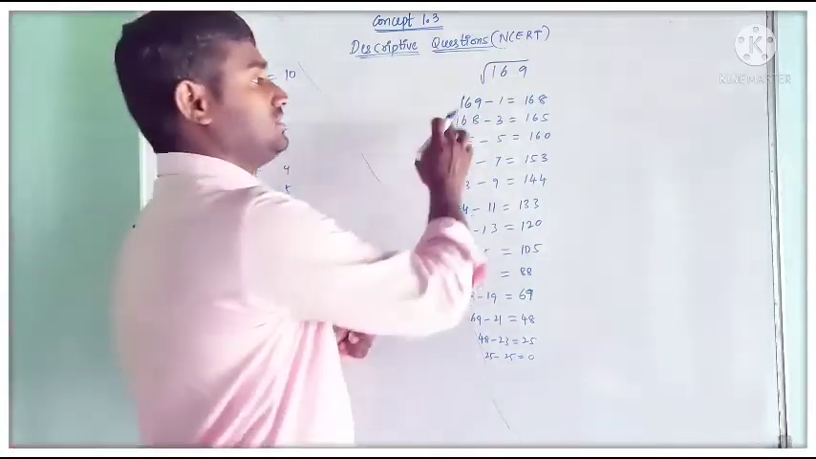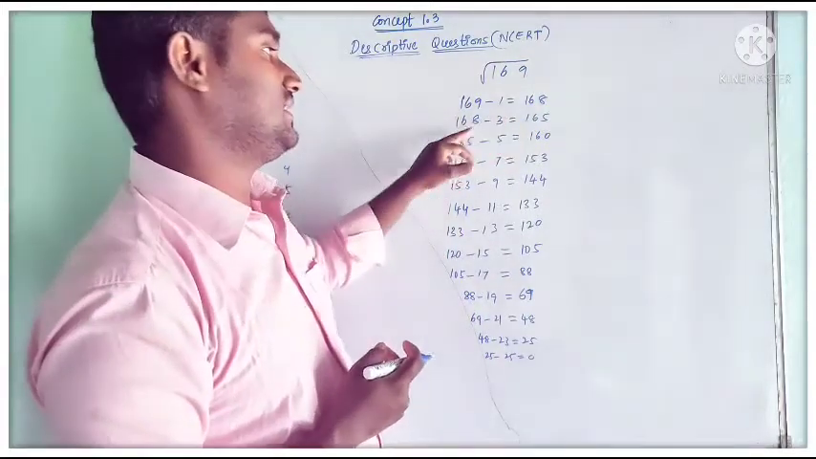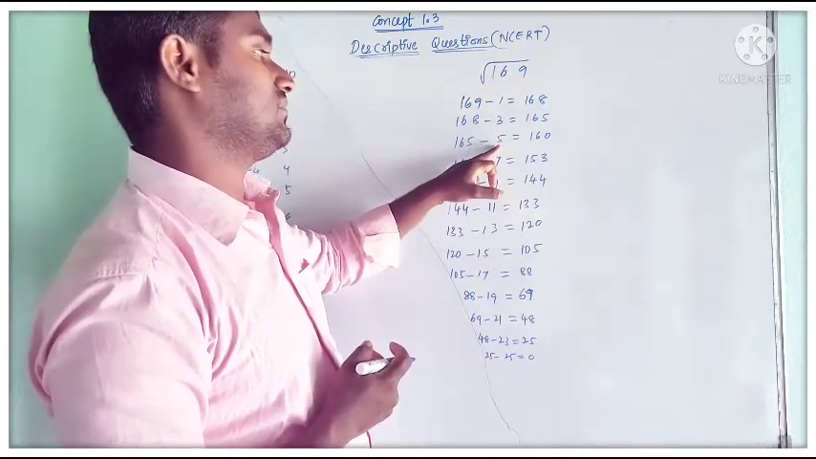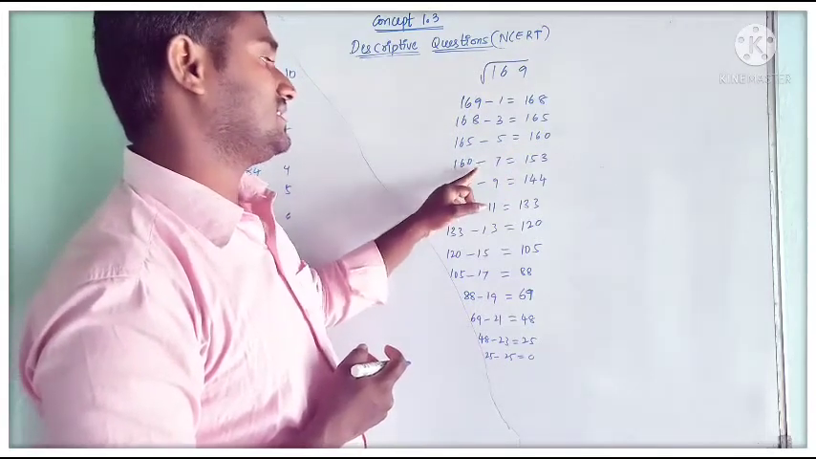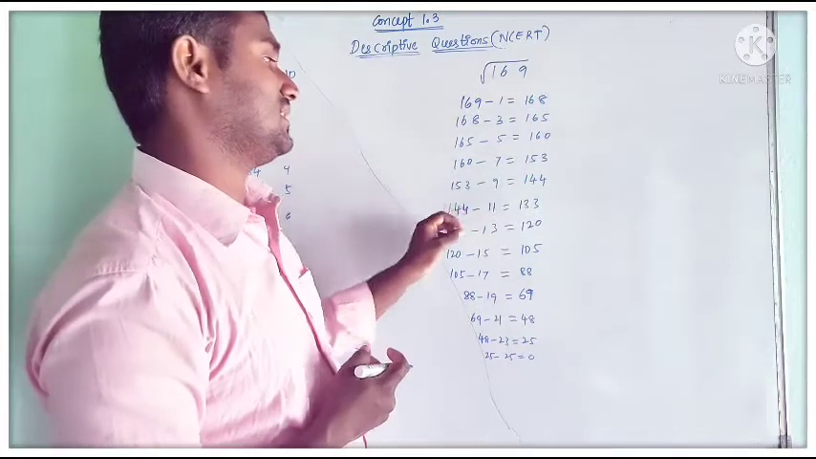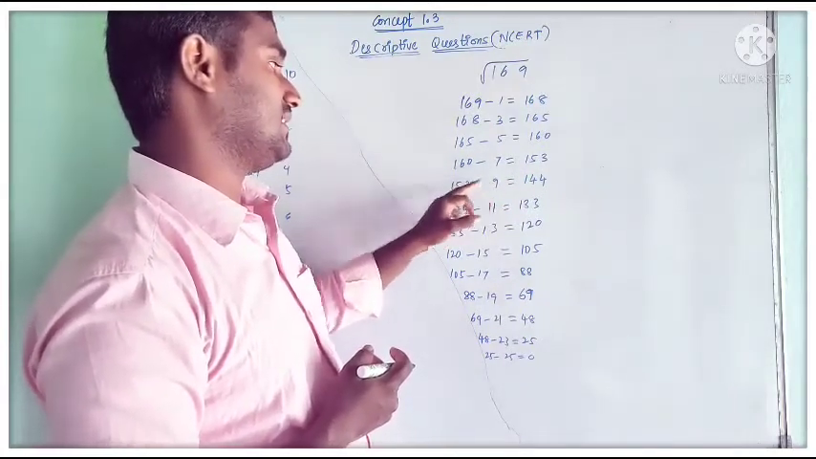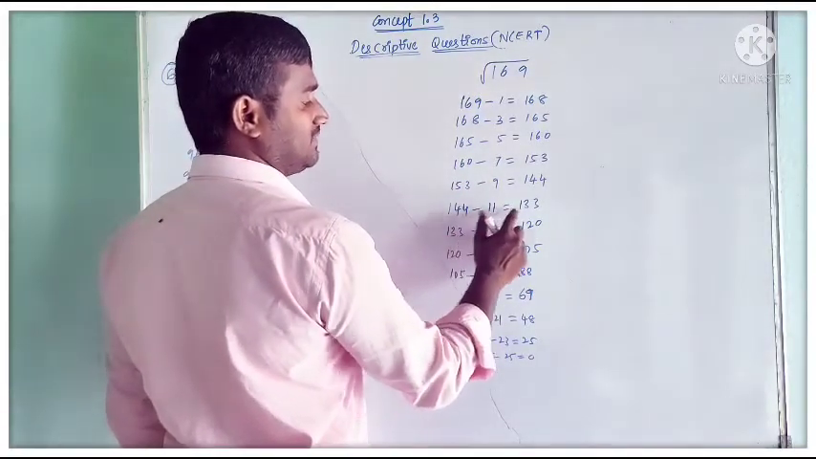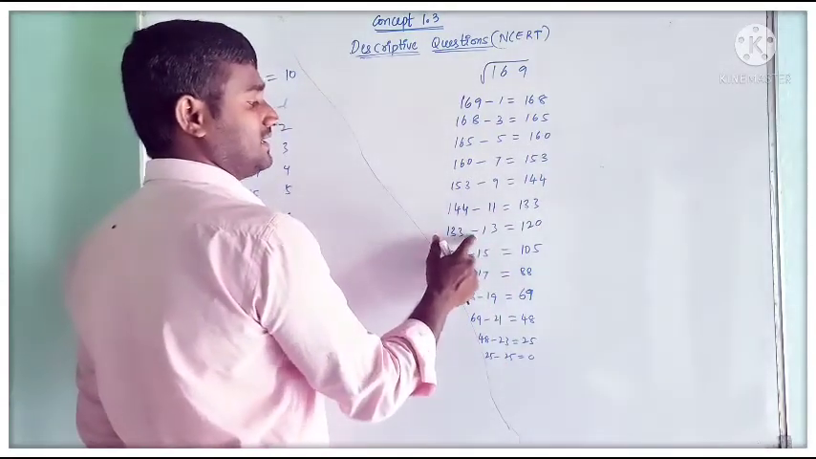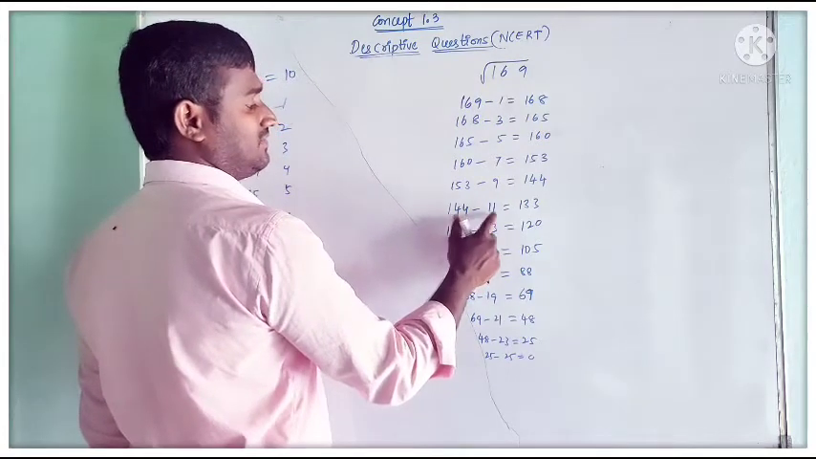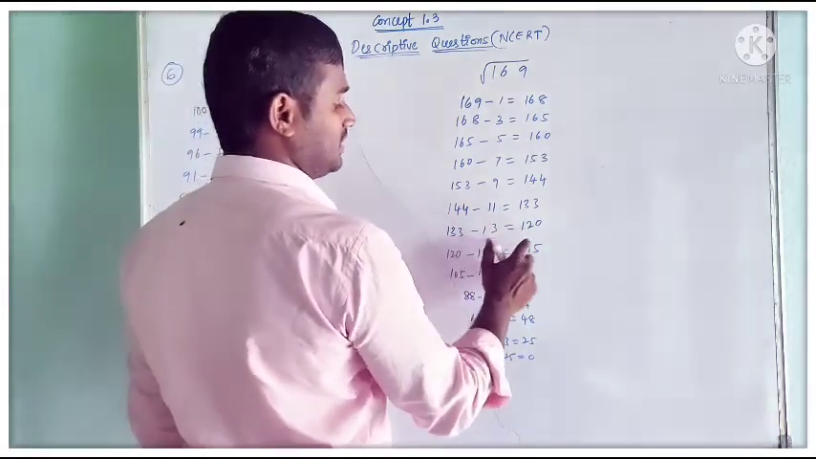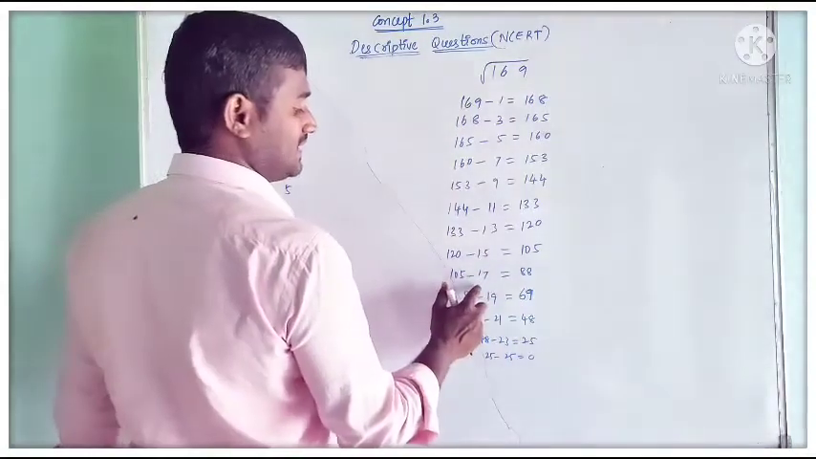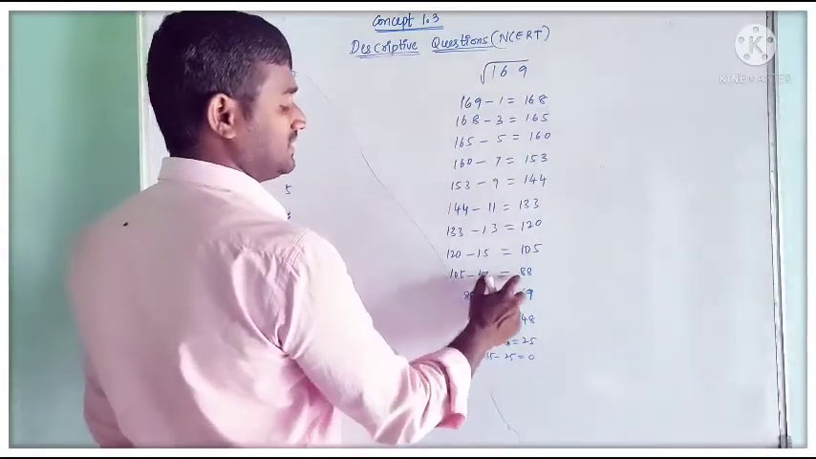Next, the square root of 169. 169 minus 1 is 168. 168 minus 3 is 165. 165 minus 5 is 160. 160 minus 7 is 153. 153 minus 9 is 144. 144 minus 11 is 133. 133 minus 13 is 120. 120 minus 15 is 105. 105 minus 17 is 88.